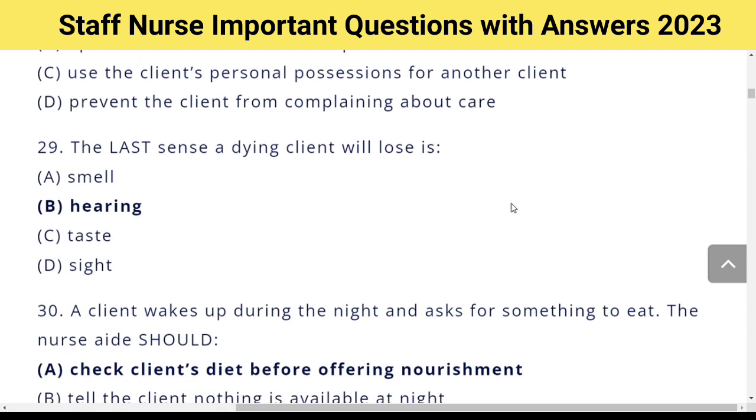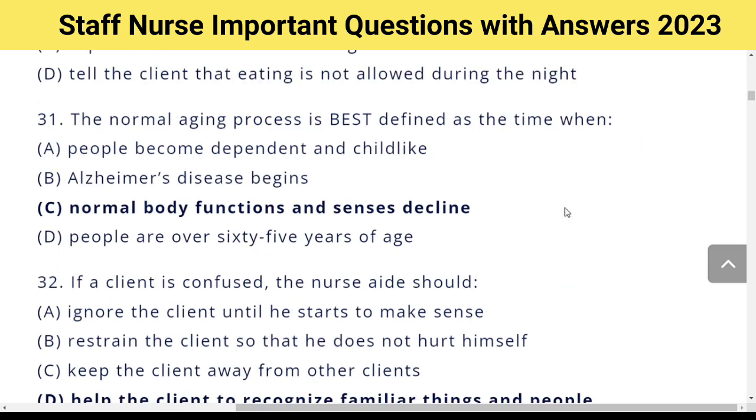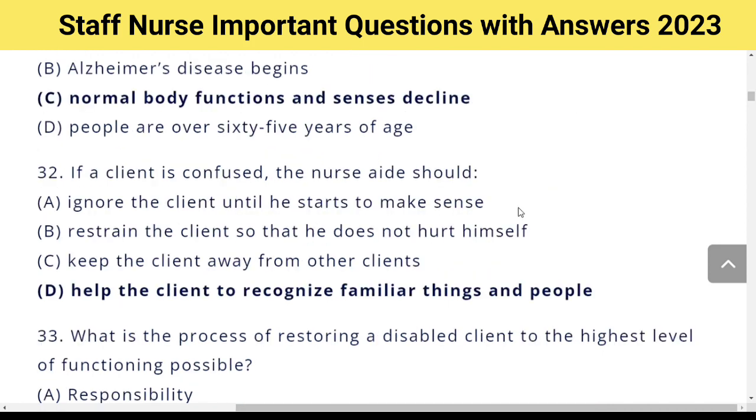Question number 29, the last sense a dying client will lose is the hearing. Question number 30, a client wakes up during the night and asks for something to eat. The nurse aide should do option A, check the client's diet before offering the nourishment. Question number 31, the normal aging process is best defined as the time when the normal body functions and senses decline.